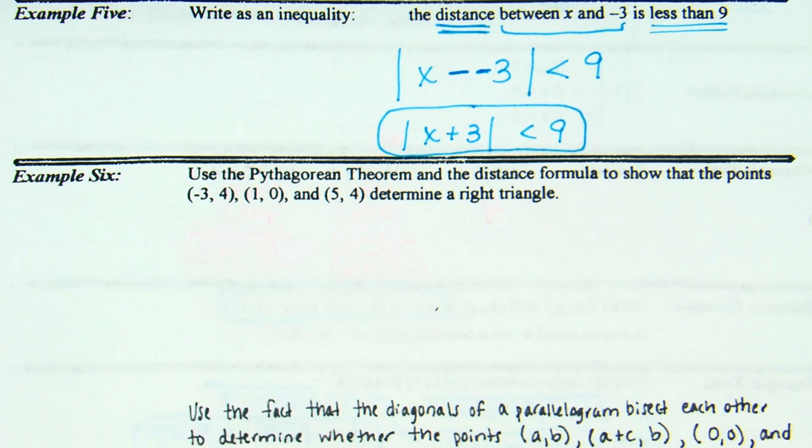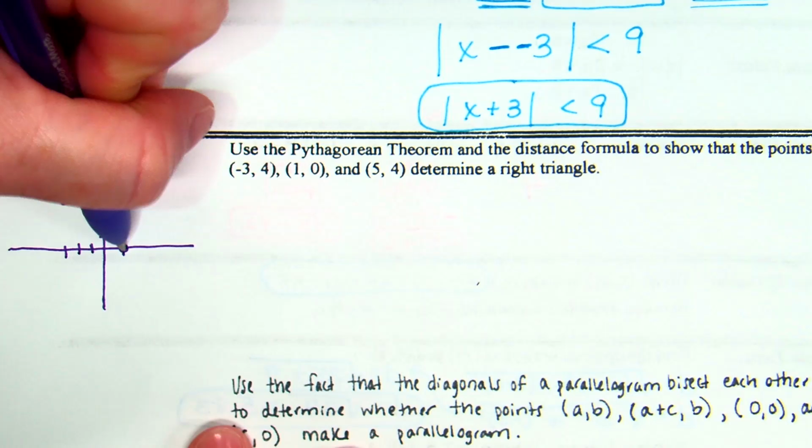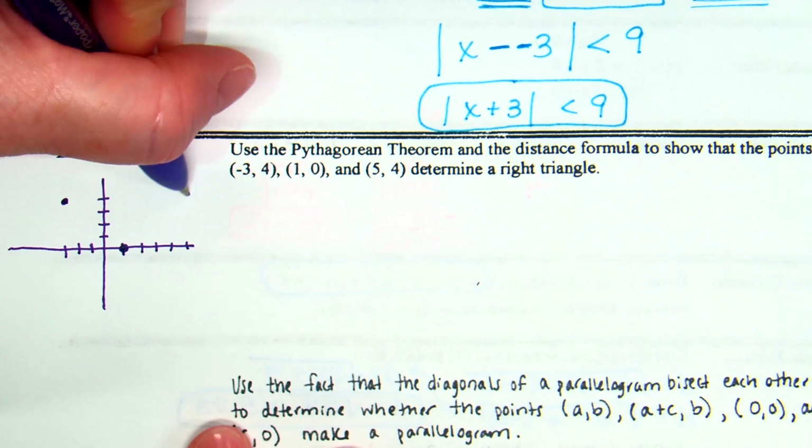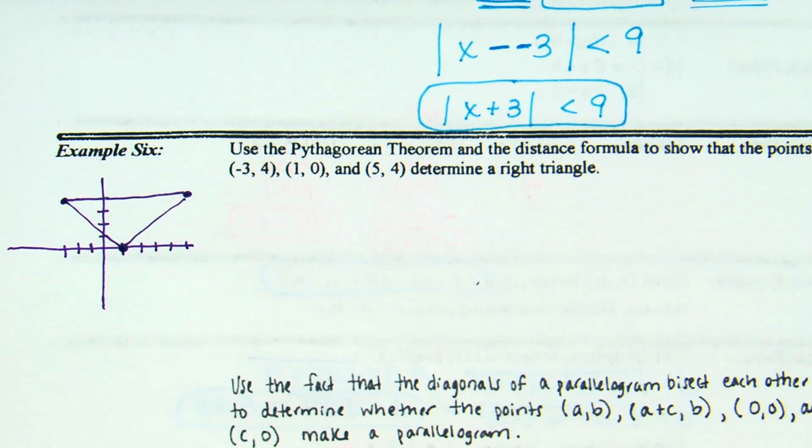So if I kind of graph a picture here, negative 3, 4, 1, 0, and 5, 4. Okay, that's just my random sketch. Does that look like it could maybe be a right triangle? Possibly. It's not out of the question, at least. How's that? Okay. Now, it said to use the Pythagorean theorem and distance formula.